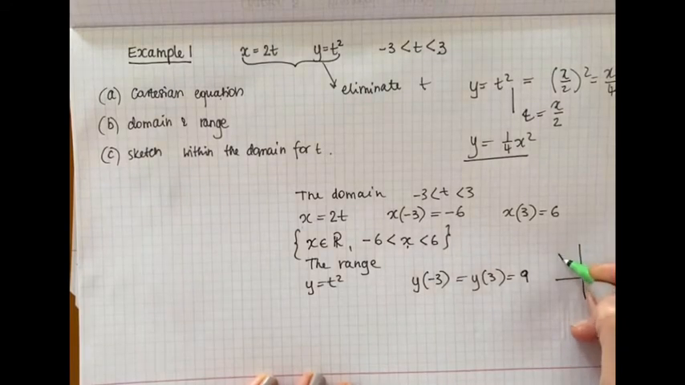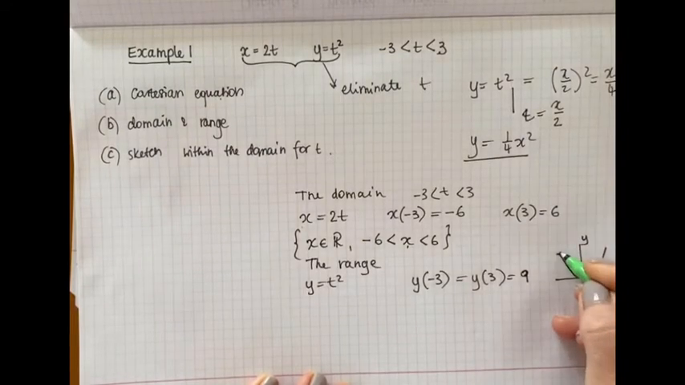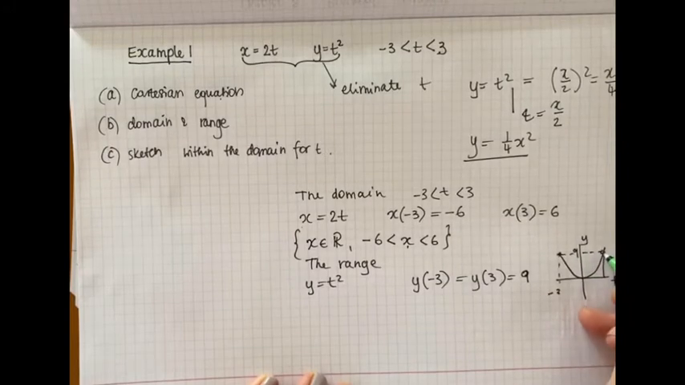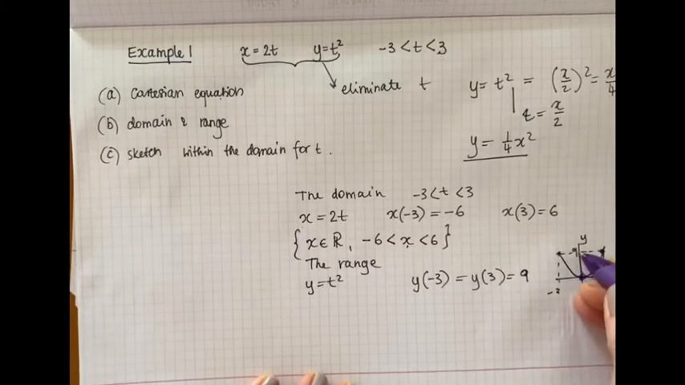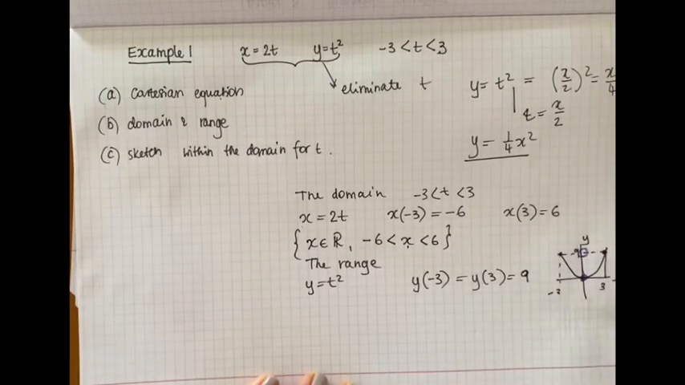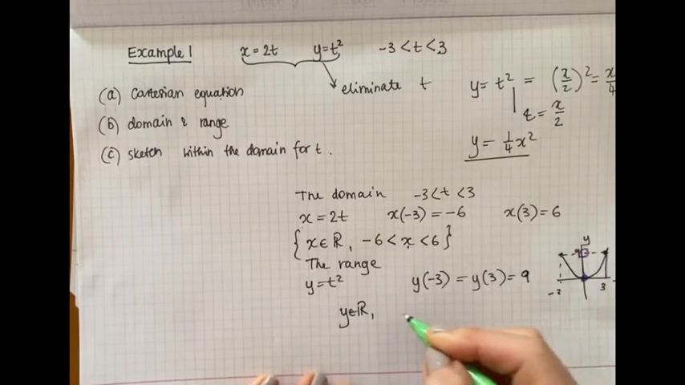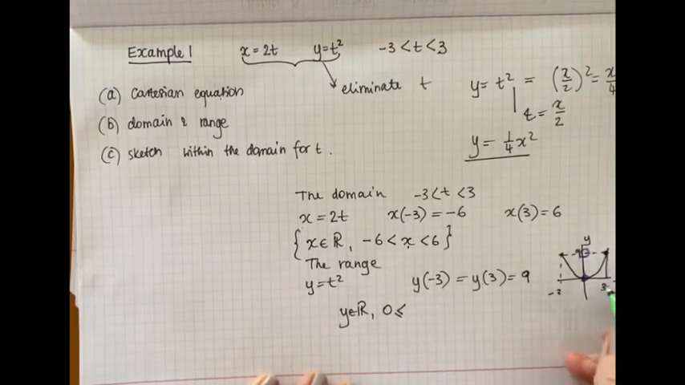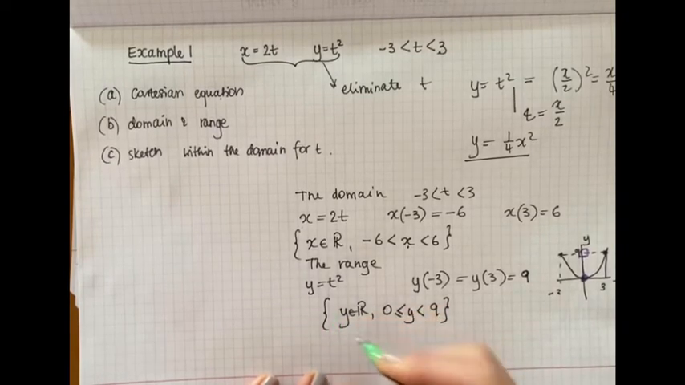So remember, if I were to sketch a quadratic function, y equals t squared, that will go from -3 up to 9 here, and then over here from 3 up to 9. But you can see it goes all the way down to 0. So you'll have 0 all the way up to 9. And that is the range. So y belongs to real values. Then it's y is between 0, including 0, because the minimum point is included between -3 and 3, up to 9. 9 is not included. There you go.